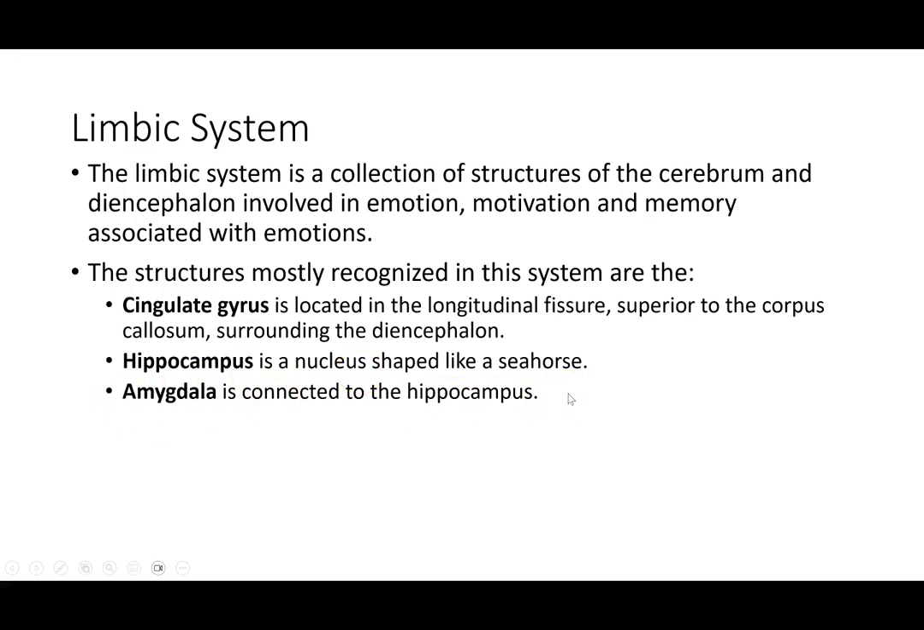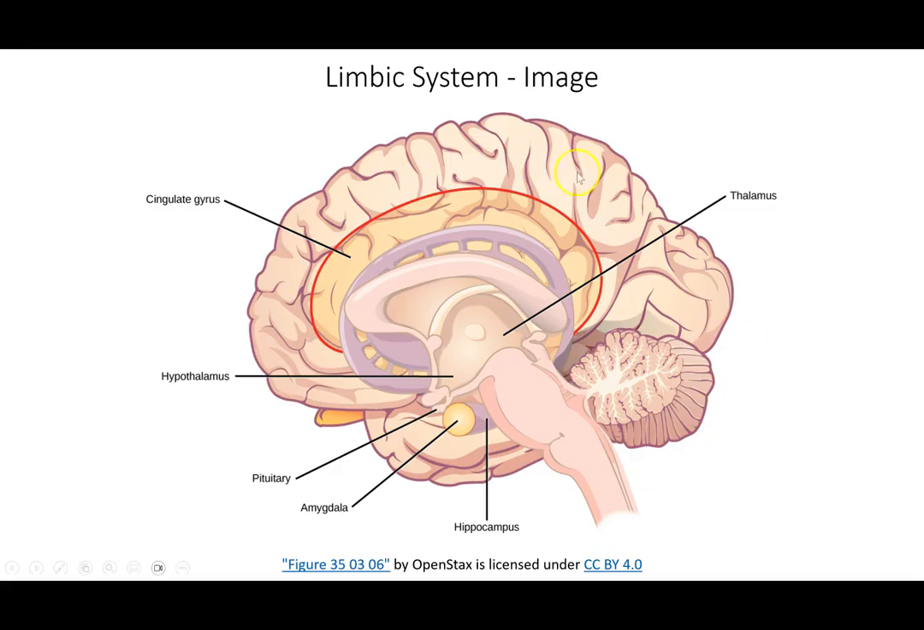All right, so here's kind of that mid-sagittal cut again. So here's the cingulate gyrus. This is going to be sitting around where that corpus callosum is. This is the corpus callosum right here. In this purple structure, that's going to be the hippocampus. So I'll show you a comparison as to how that is supposed to look like a seahorse. I don't really see it personally, but I did find a helpful image. And then the amygdala is right here connected to that hippocampus.